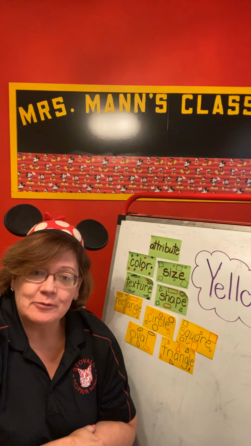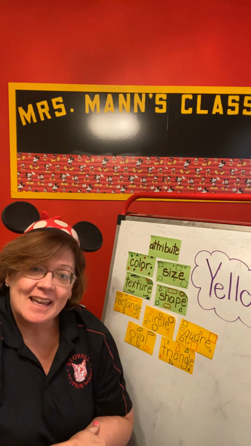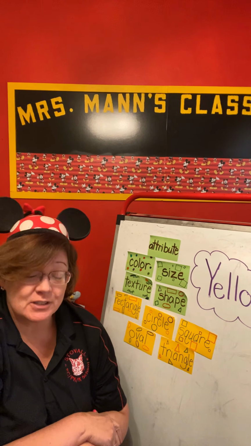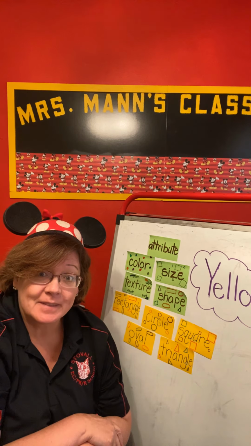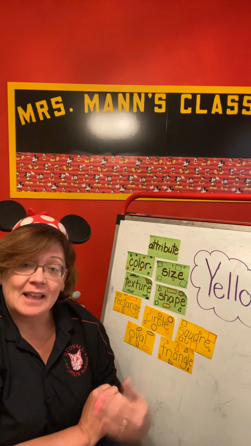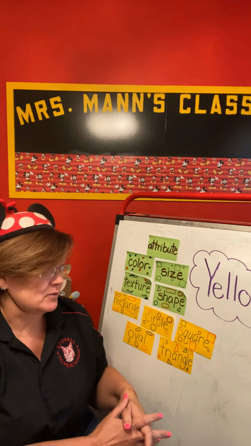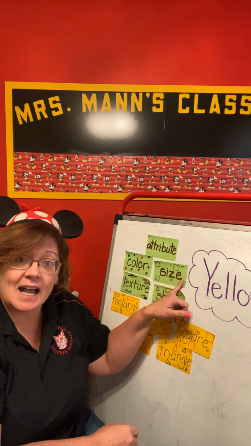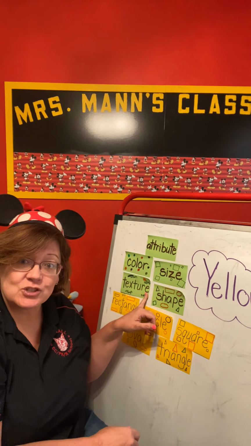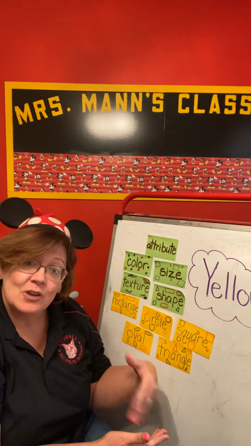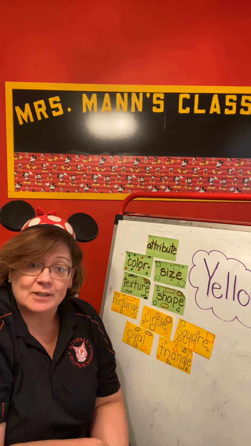We're on day 4. Okay, now we've been talking all week about a special word. Do you remember the word? Attributes. Good. Now we've talked about how there are special kinds of attributes: color, size, texture, and shape. And every day we've been talking about a different one.